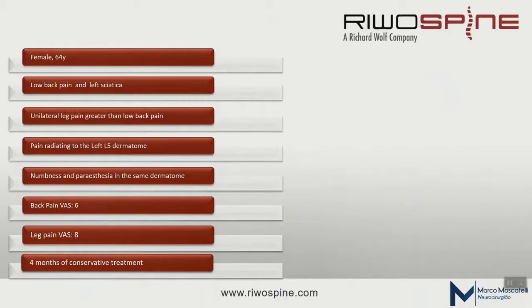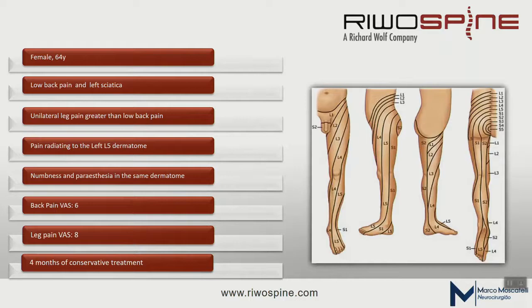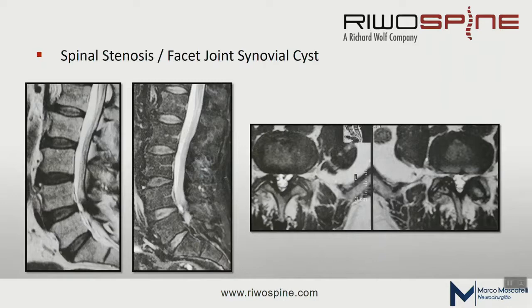In the first case, we have a 64-year-old male patient with low back pain and sciatica. Pain in the left lower limb is greater than the low back pain. He has pain radiating in the L5 dermatome, associated with paresthesia and numbness. Lumbar VAS 6, left leg VAS 8, with 4 months of conservative treatment before surgery. We can see on MRI an important stenosis of the left lateral recess with compression of the left L5 root by a facet cyst associated with ligament hypertrophy.